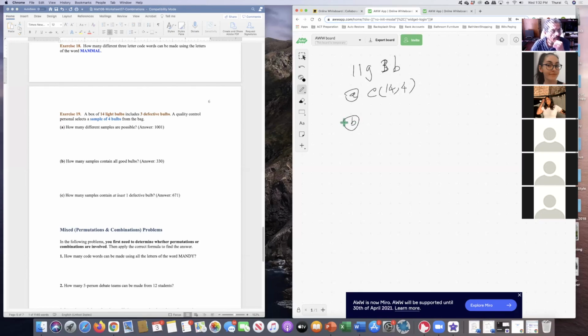For part B, how many samples contain all good bulbs? So if you look at the samples that we have made in the first one, if I call these good ones G1, G2, G3, and so on, and the bad ones as B1, B2, B3, basically in this collection of samples we have, some of them will be good, some of them will be bad, like this: G1, B1, B2, B3.